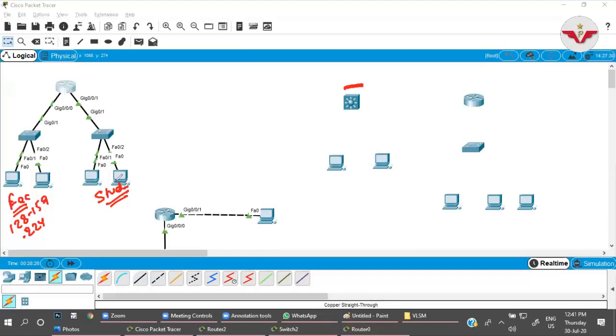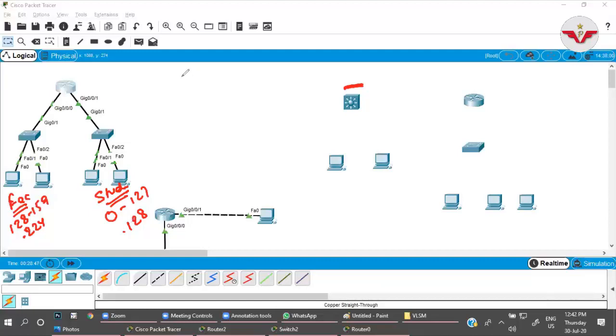And for the student network, my network was 0 to 127, and the subnet mask I will use is 255.255.255.128, right? Clear, Boris? Yes. Messi? Right.